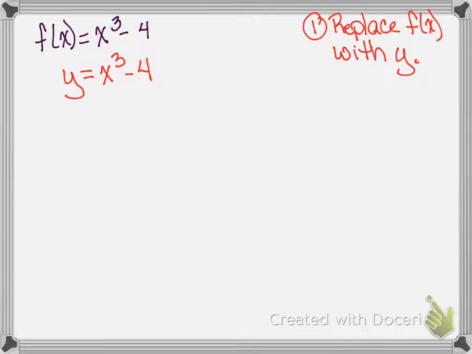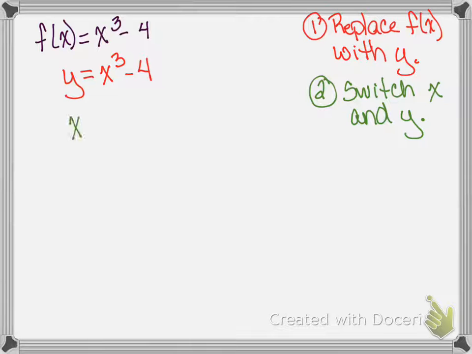My second step is to switch x and y. I am going to switch my x and my y. So instead of y equals, I'm going to have x equals. Instead of x to the third, I'm going to have y to the third.